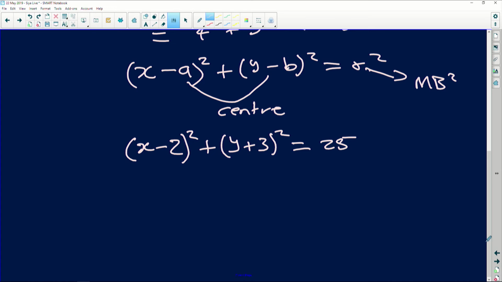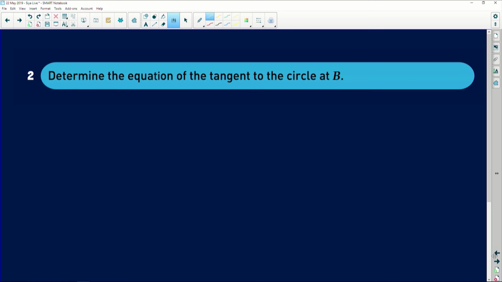Easy peasy lemon squeezy. The next question says, determine the equation of the tangent to the circle at B. The theory video just told you right now, to find an equation of a tangent, you need two things. Number one, the gradient of the tangent. Number two, you need at least a point to find the value of c.